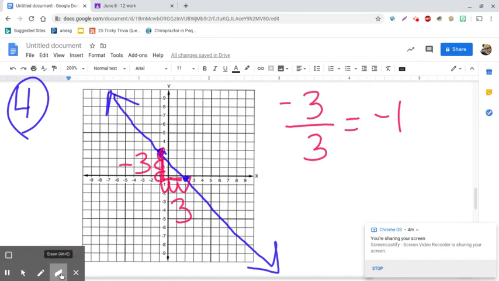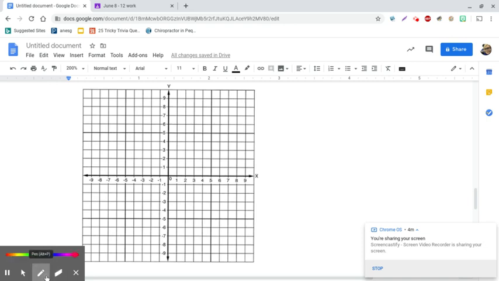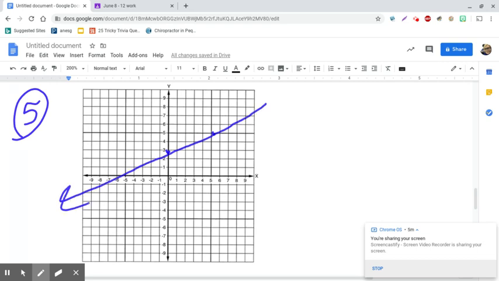Let's see if I can draw a line that doesn't have a slope of 1. Just kidding. Okay, 5. I'm just going to put 2 points and then go from there. Point there. There's our first point. There's our second point.